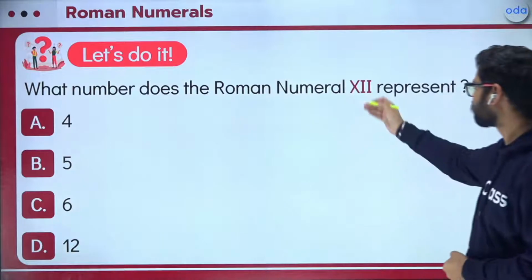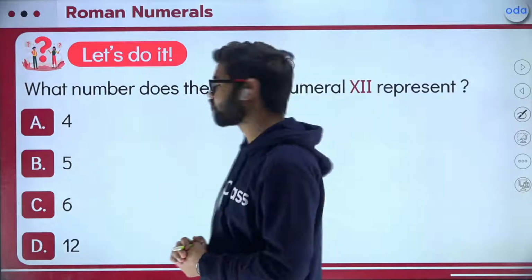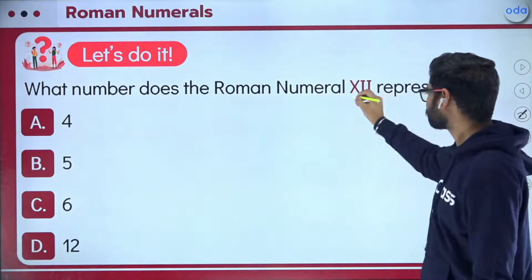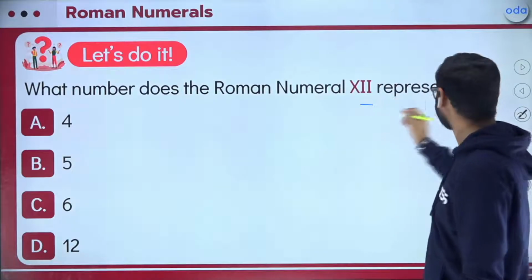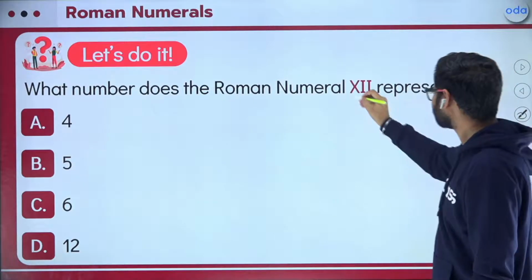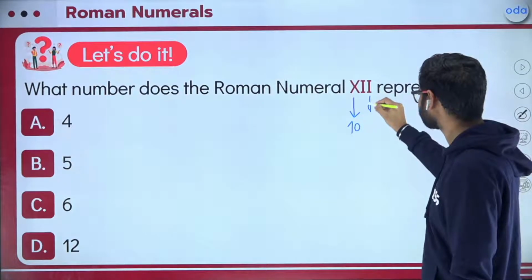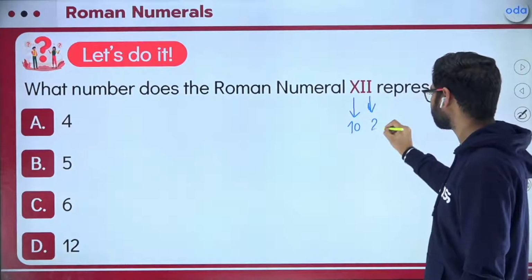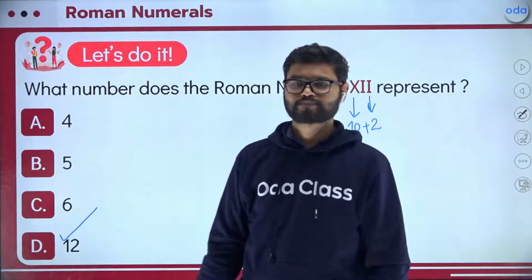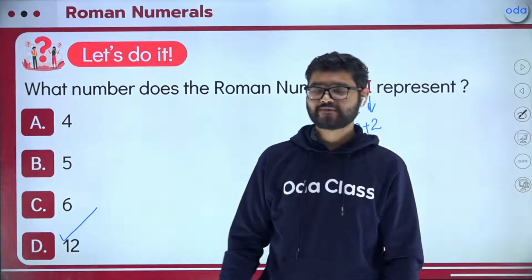What number does the Roman numeral XII represent? Okay, let's try this out. This X that we have over here means 10. And talking about this number 2, this is 2. So 10 plus 2 is 12. Option D is the answer. Understood? It will be 10 plus 2, 12. Come on, give me the answer in the chat box.